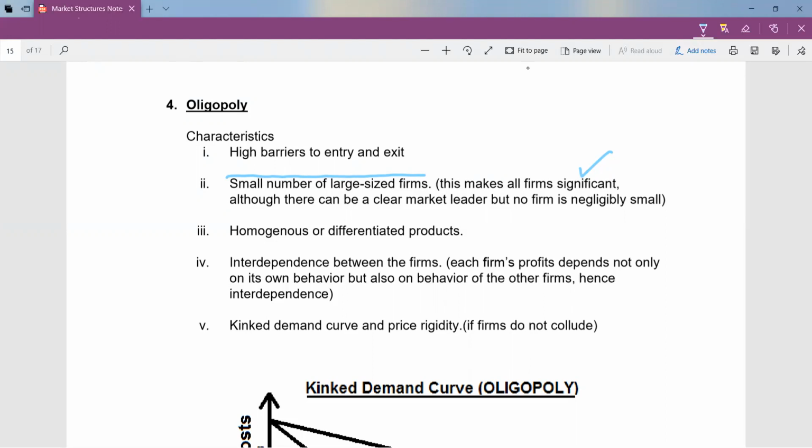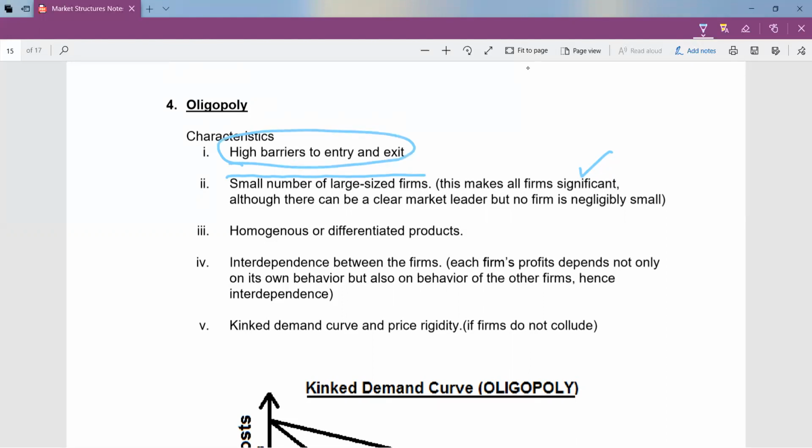In many countries, telecommunication usually falls under the market structure of oligopoly, where the entire telecommunication sector is being controlled by 4 or 5 firms. And now, how is that possible? This is possible because of the high barriers to entry and exit.